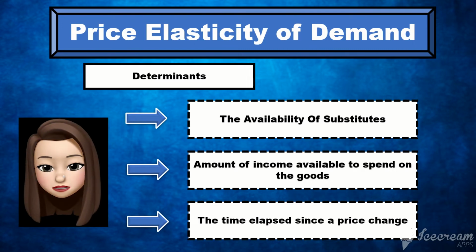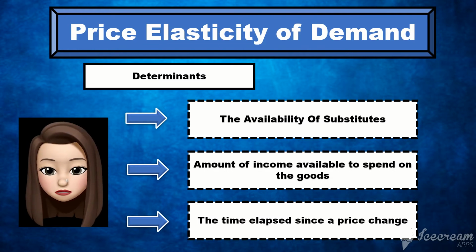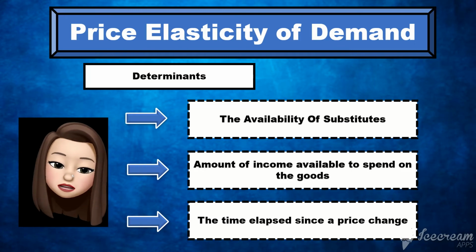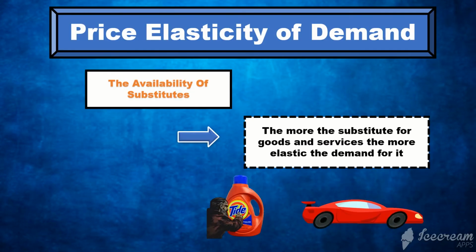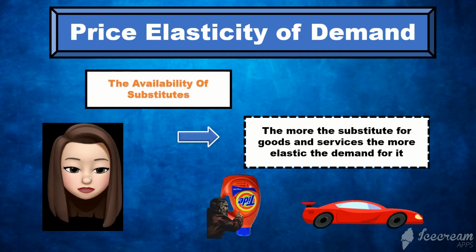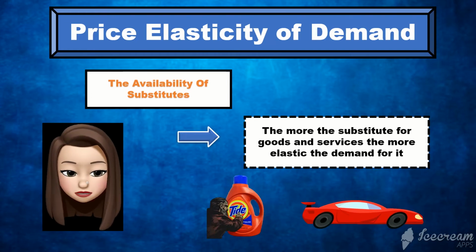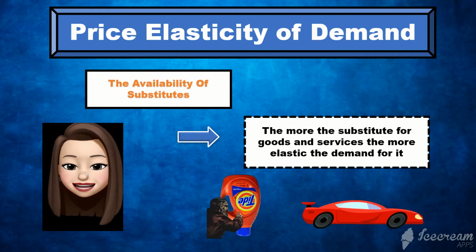In the determinants, there are 3 parts. The first one is the availability of substitutes, the second one is the amount of income available to spend on the goods, and the last one is the time elapsed since the price change. The availability of substitutes: the more substitutes for goods and services, the more elastic the demand for it. For example, detergent and car.